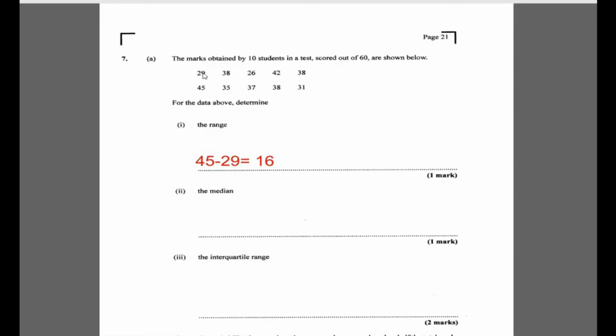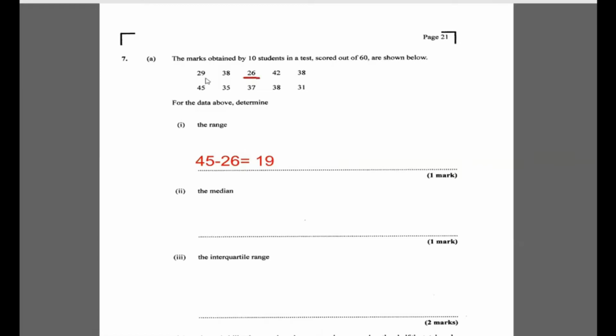Now it asks us for the median. Now the median is, always rearrange it to get the median, all right? From lowest to highest. So if you were to rearrange it, my apologies right here. Let's go again. The lowest is not 29, the lowest is 26, and so the range is 19. Now let's go again. Look right here. So now the lowest, 26.